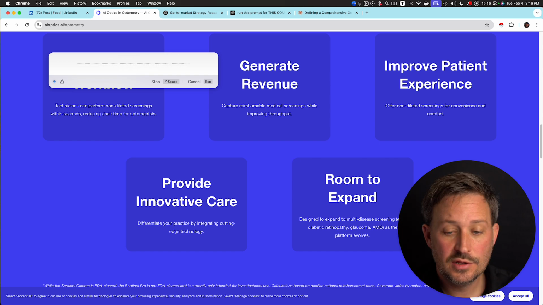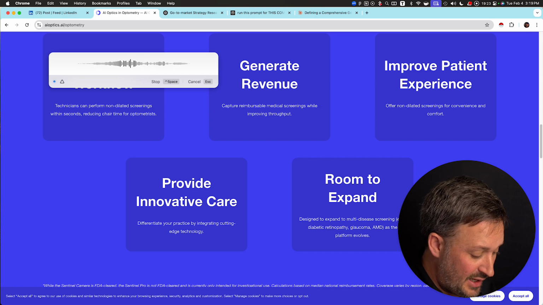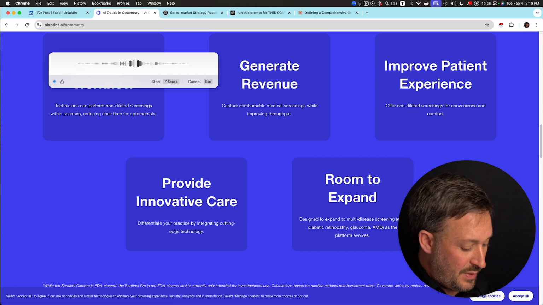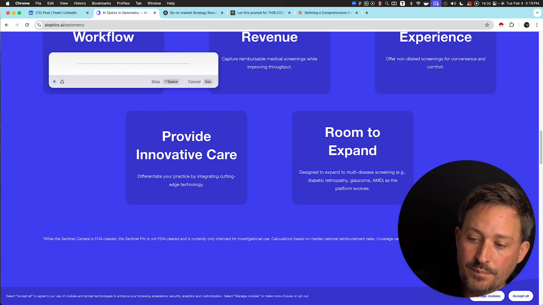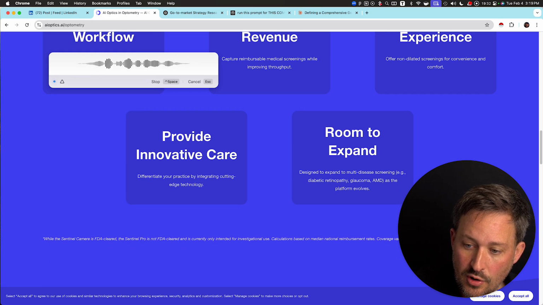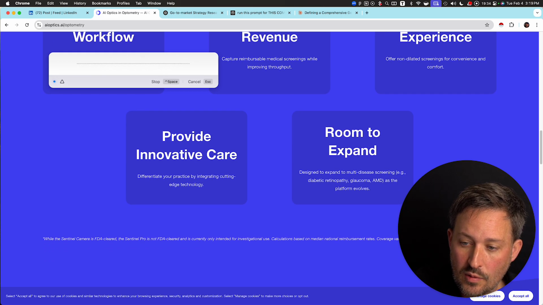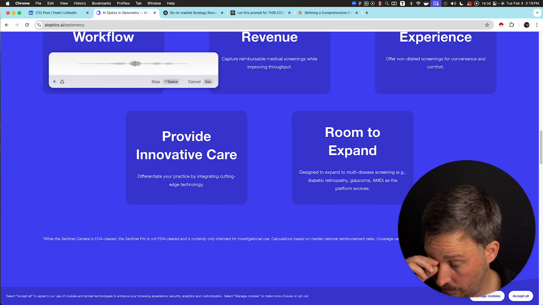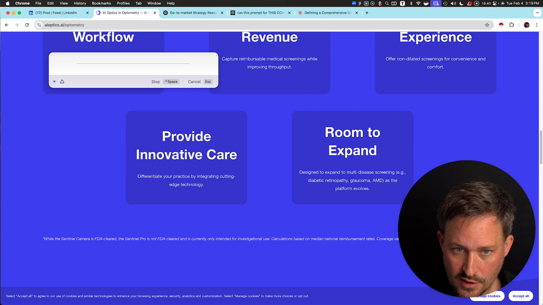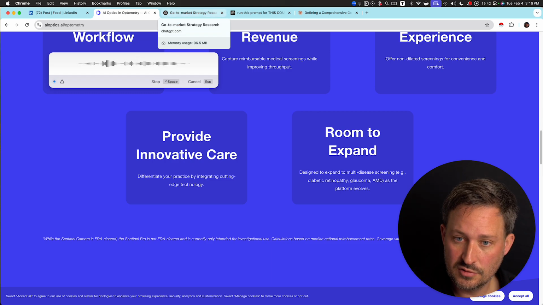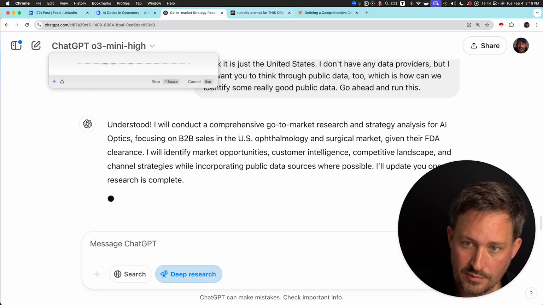Innovative care. We really want to figure out who are the practices that are very innovative. We need an innovation score. It might be they talk on their website about fancy things they do. Room to expand. We really want to know those doctors that do a lot of different types of services. So we have to think through data sources that would tell us that.